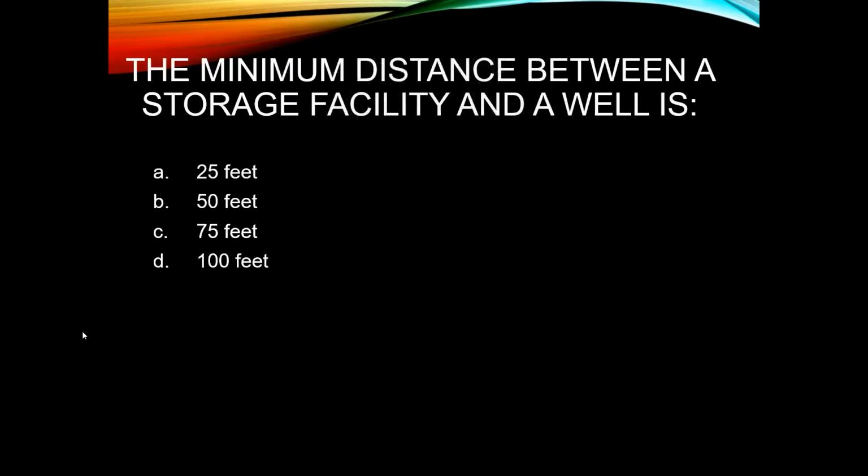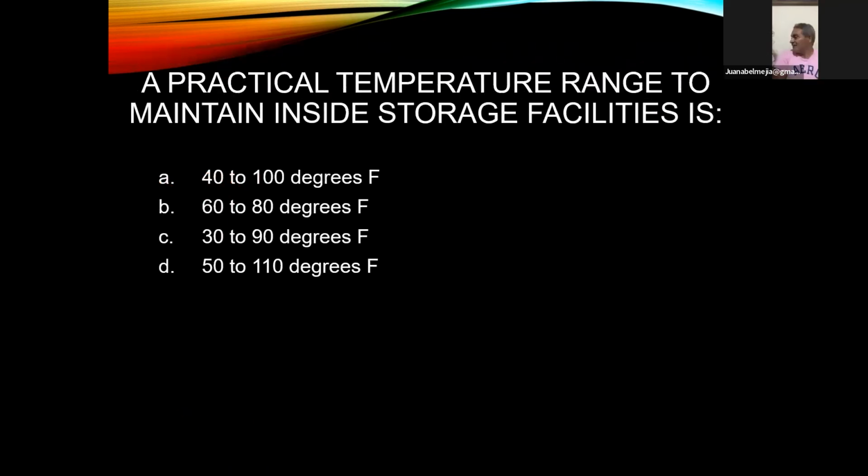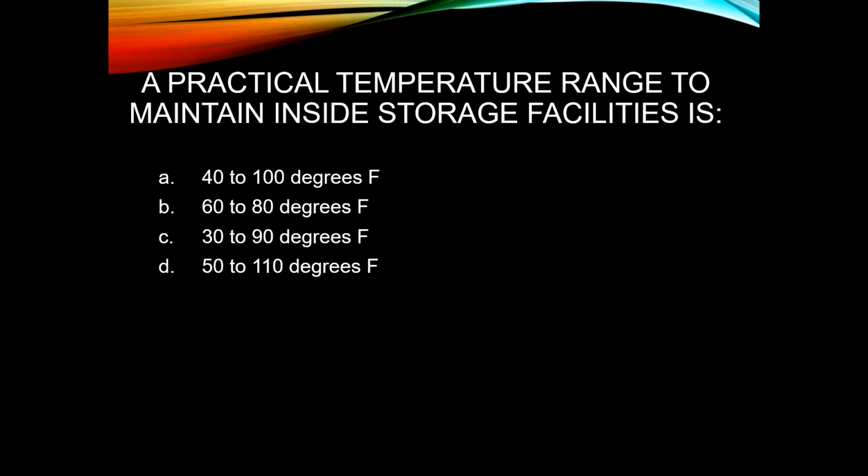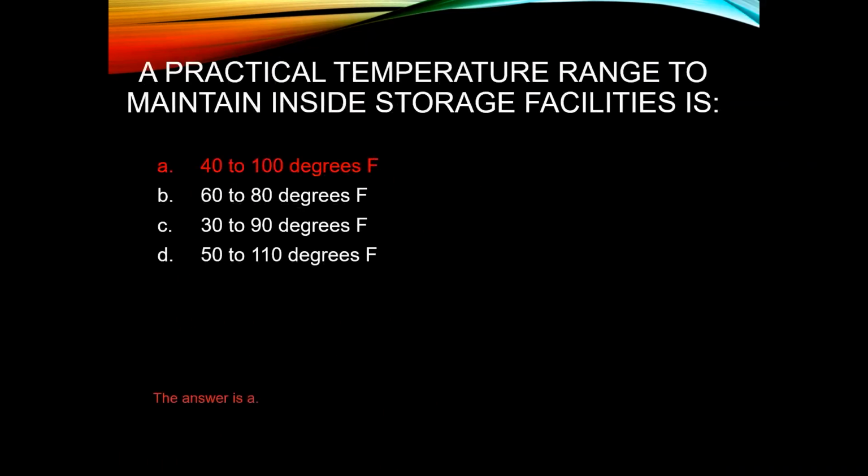See if we can do another one here. The minimum distance between a storage facility and a well is what? A, 25 feet, B, 50 feet, C, 75 feet, or D, 100 feet? It is B. The practical temperature range to maintain inside a storage facility is A, 40 to 100, B, 60 to 80, C, 30 to 90, or D, 50 to 110. A is correct, 40 to 100 degrees.